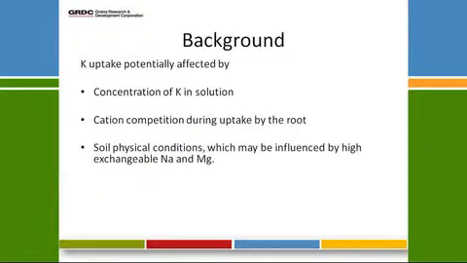Okay, so the three ways that potassium availability can possibly be affected. One is you've got concentration of potassium in the solution, so that's how much potassium is coming off the exchange complex in the solution. Next one is during uptake by the plant root, you can get cation competition between these different cations as they enter the root. Plant roots also sort of have an exchange capacity, so some cations are actually attracted to the root more than others. And the final one, soil physical conditions.